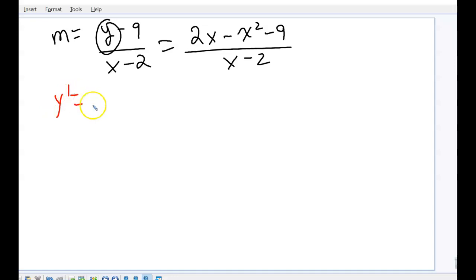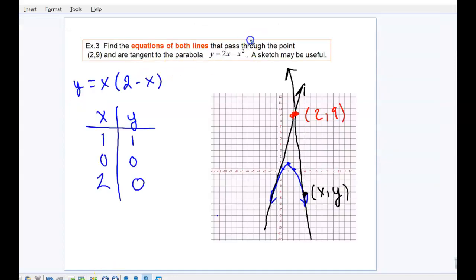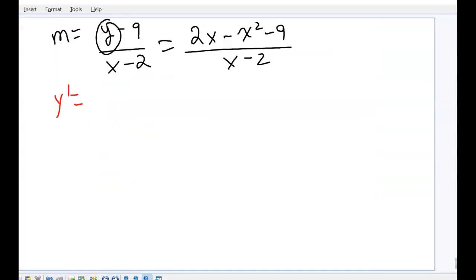Another way I could find the slope of the tangent line is to take the derivative of my original function, which would be 2 minus 2x. So now I have the derivative, which represents the slope of the tangent line, and I have this equation here, which also represents the slope of the tangent line. So therefore, these two things must equal each other.